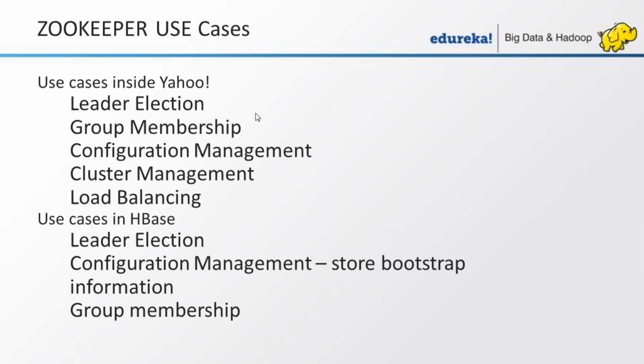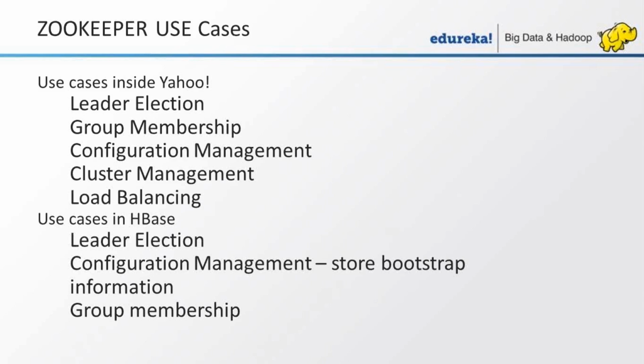ZooKeeper use cases in Yahoo: it is used for leader election. For example, HMaster election we have seen in HBase. Similarly, in Yahoo for other clusters, it can be used for leader election. Group membership is similar to what you have seen: when a region server registers to the cluster, it creates a ZNode. Also configuration management, cluster management, load balancing. Use cases in HBase: HMaster is an example of leader election, and region server registration is an example of group membership.